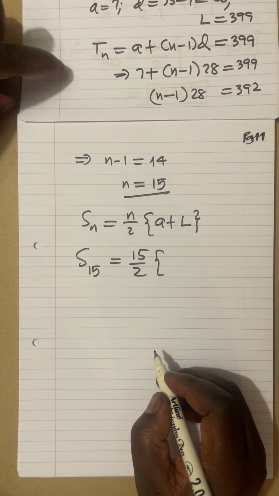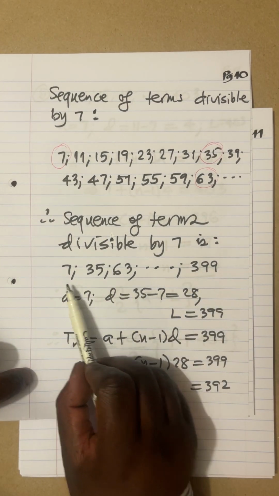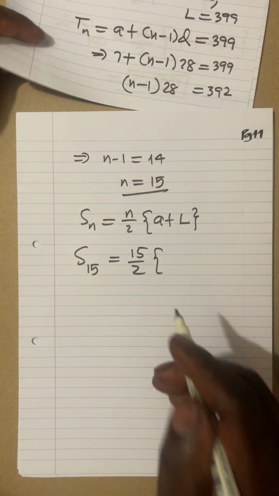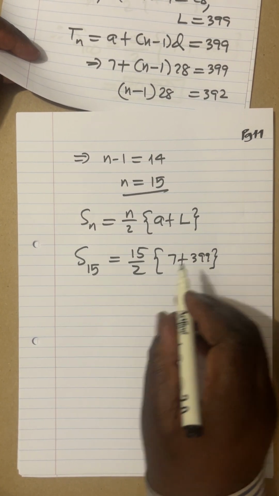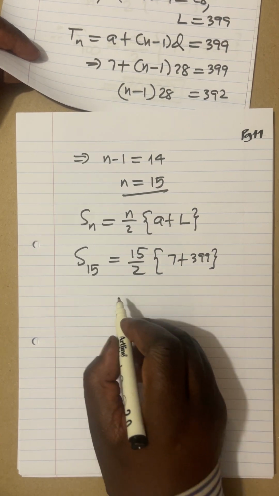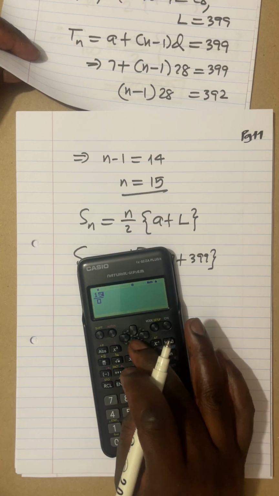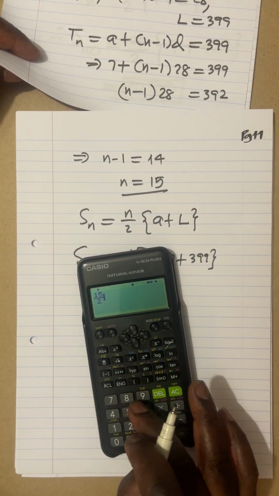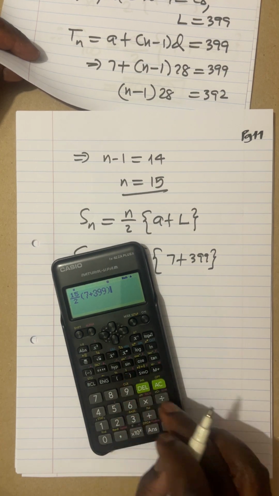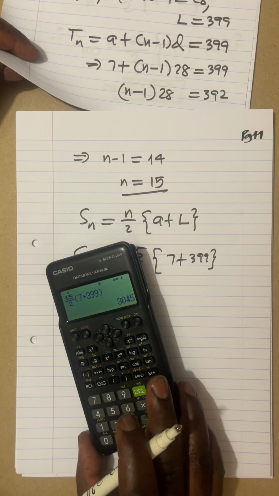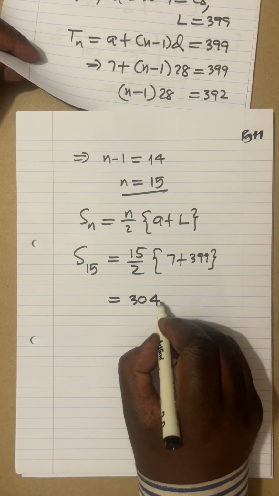What's our first term? What are we doing? We're adding all terms divisible by 7. We're adding all these terms. Our first term is 7, our last term is 399. So we're going to say 7 plus 399. And remember, these are terms divisible by 7. Our answer is going to be 15 all over 2, and then open brackets, 7 plus 399, close brackets. My calculator says 3045. So this is 3045.